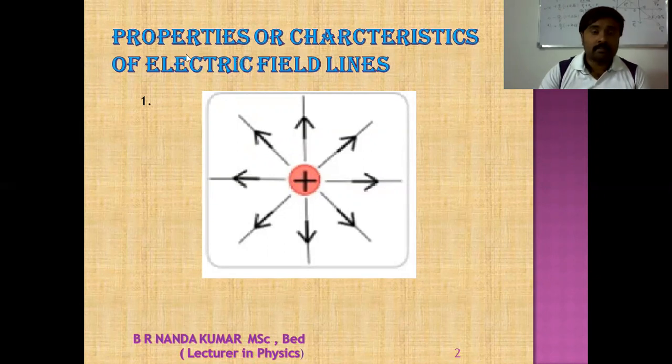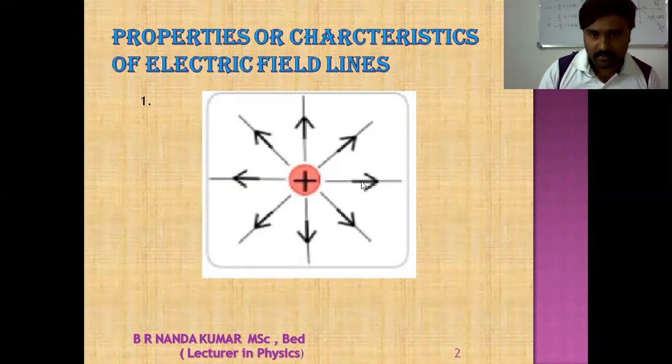Okay. After that, let us discuss some very important properties or characteristics of electric field lines. The very important property is that electric field lines are directed away from an isolated positive point charge. So this is the isolated positive point charge, and these are the electric field lines, directed away from this isolated positive point charge. So these are the imaginary lines.